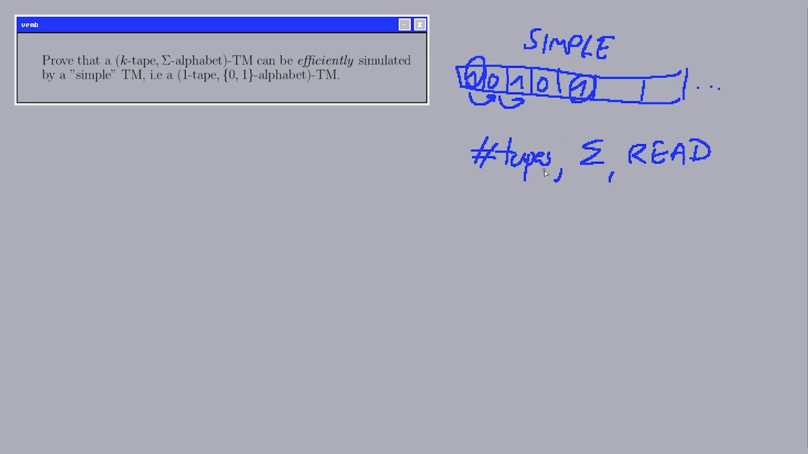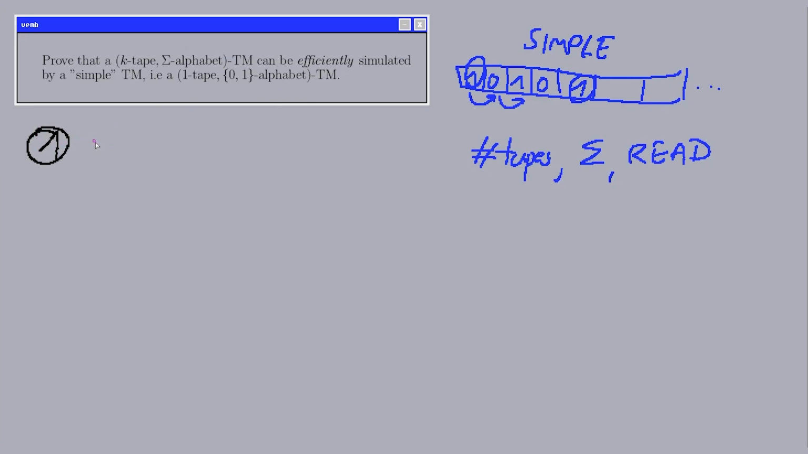And all these little definitions, all these small details don't matter because no matter what we choose, we can always efficiently simulate it. And this is why now we need to prove that a K-tape sigma-alphabet Turing machine, so a Turing machine that has access to K read and write tapes and a general sigma alphabet, can be efficiently simulated by the simple Turing machine. And so how are we going to do it? I propose the following outline.